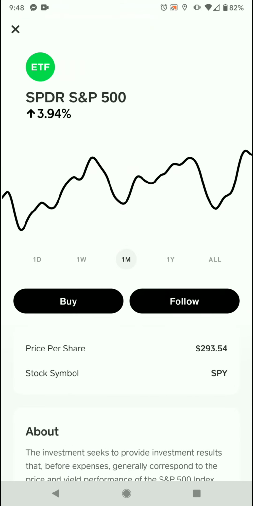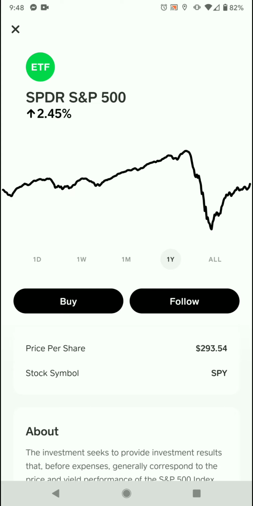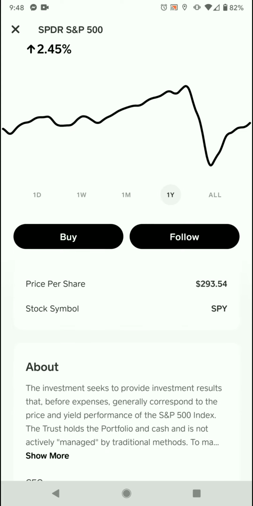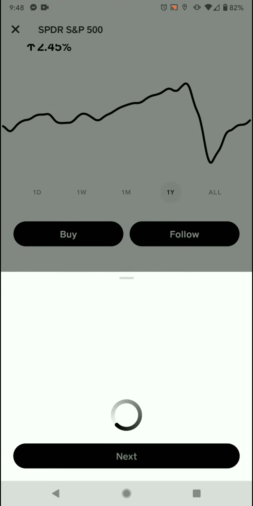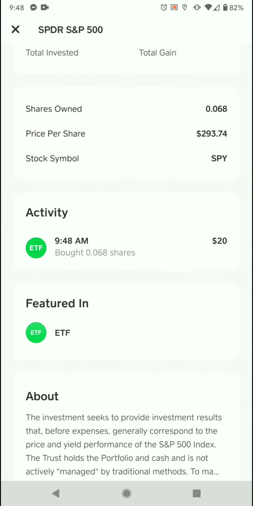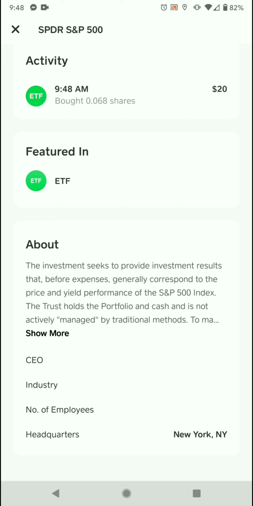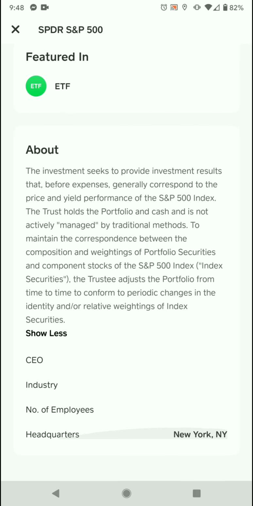Another way to invest is in ETFs. These are trade funds that are essentially large groupings of companies and investments. I'm going to add $20 of SPY to my portfolio. Confirm that. And we now are invested in SPY. This will directly relate to the S&P 500 index, as you can see in the About section.